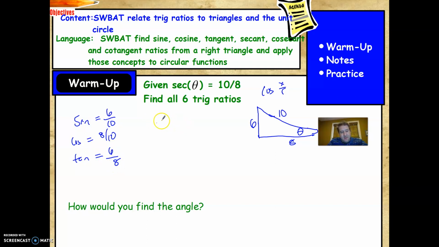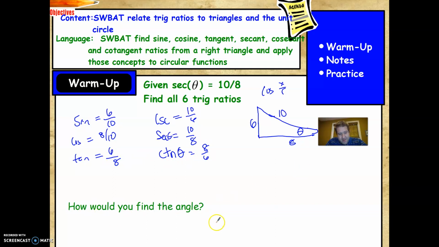Secant was already given, so secant is 10 over 8. Cosecant would be the reciprocal of sine, which would be 10 over 6. And then cotangent, I can't remember which letters it used, would be 8 over 6.